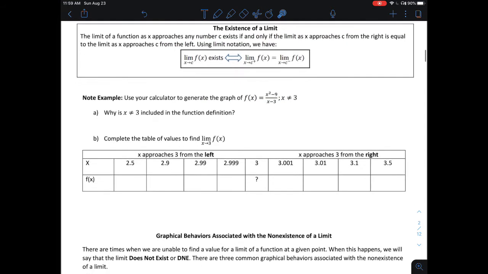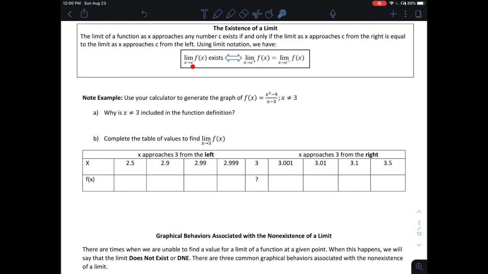And in order for a limit to exist, the left side and the right side must approach the exact same value. So the y values that my function is approaching as my x values come at a number from the right has to equal the same y value that my function is approaching as I come at that x value from the left. If they both equal the same thing, we can say that the limit exists. And in fact, I can say that the two-sided limit exists.